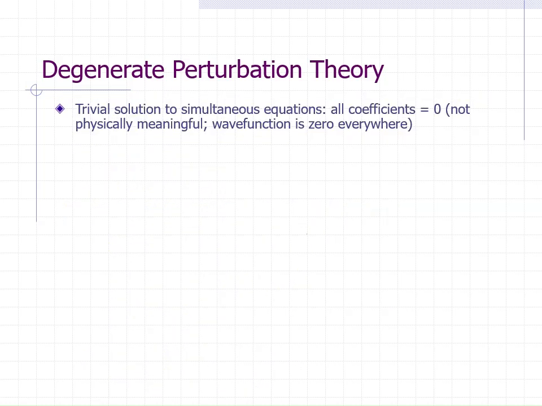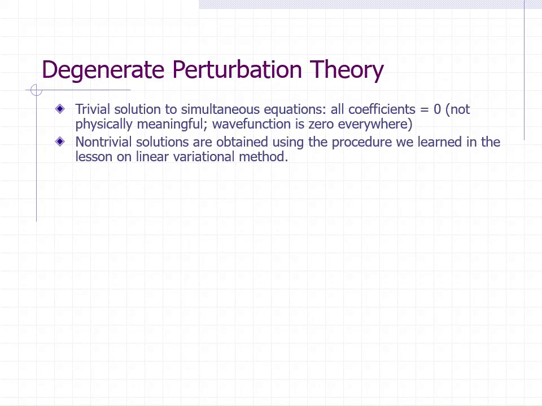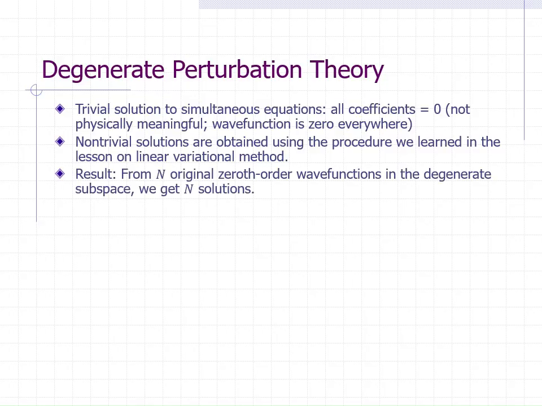One possible solution is the trivial solution, where all coefficients are zero, but this is not physically meaningful, since it corresponds to a wave function that is zero everywhere. Instead, we look for non-trivial solutions, which we obtain using the same procedure we learned in the lesson on the linear variational method. As a result, if we start with n degenerate zeroth-order wave functions, we obtain n possible solutions.